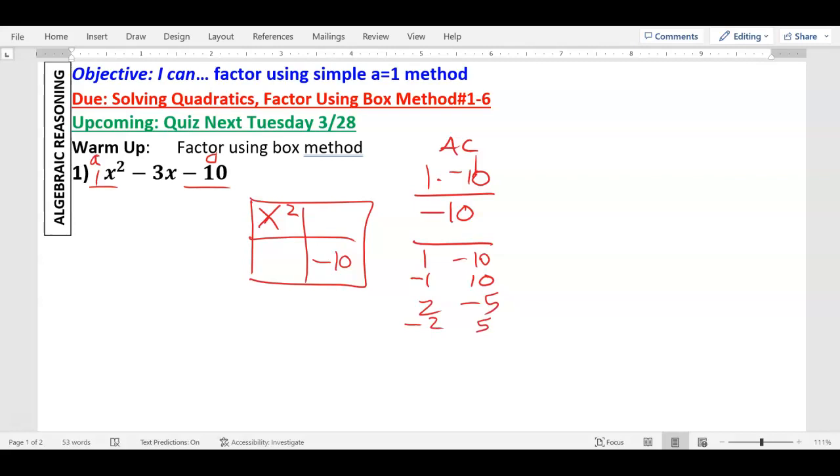Now, I'm looking for which pair out of that gives me the B term, the middle term, which is negative 3. So which one of these 4 makes negative 3 when I add them together? 2 and negative 5, right? So go ahead and put those two numbers in the other two boxes with an x. So 2x, negative 5x, okay?